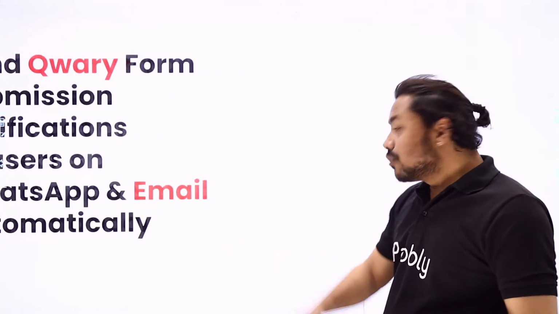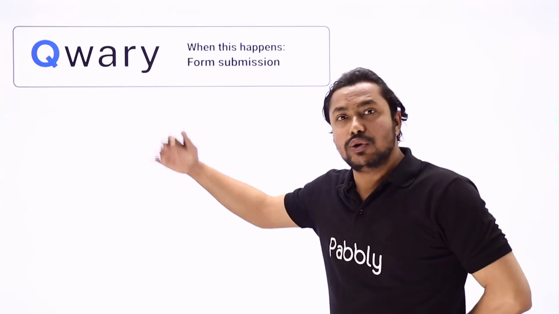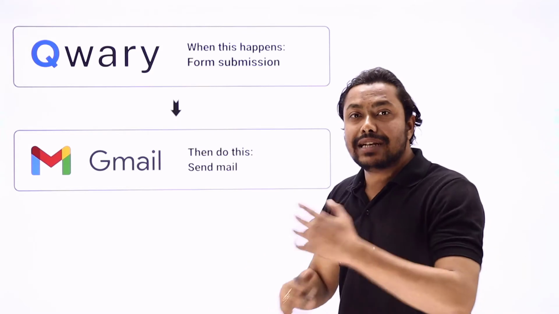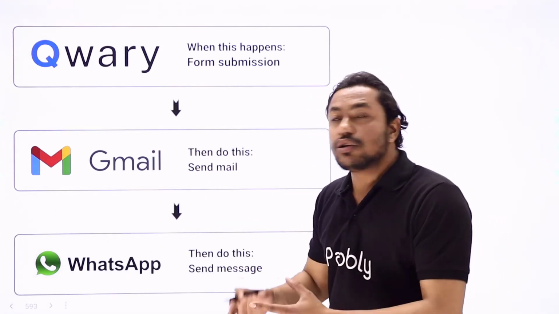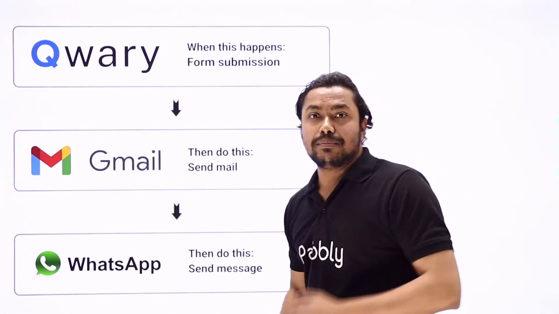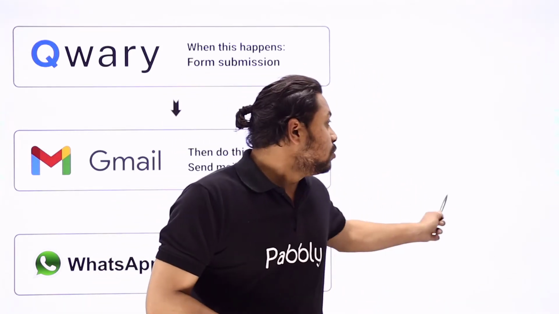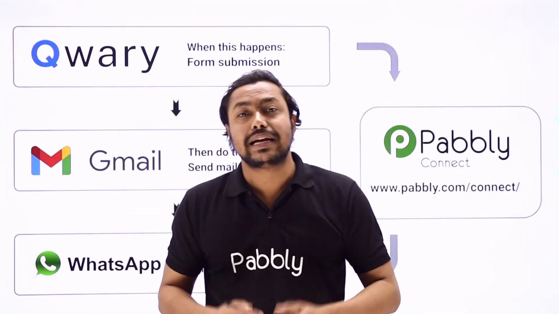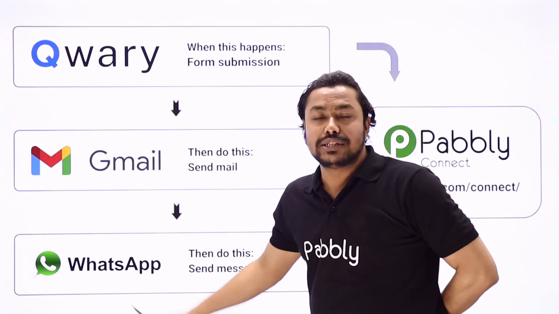Now, what are we going to do? First, we are going to create a query form submission. After that, through that form submission, using the email and WhatsApp number details we will have, an automatic email from our Gmail and an automatic message from our WhatsApp number will be sent to the user. Now, how would you do this automation? You are going to use an integration and automation service, Pabbly Connect. So Pabbly Connect will help us connect our query, Gmail and WhatsApp together.